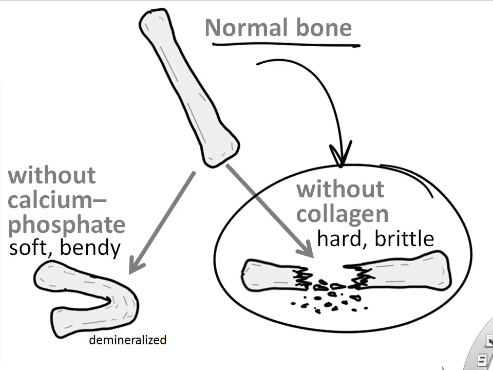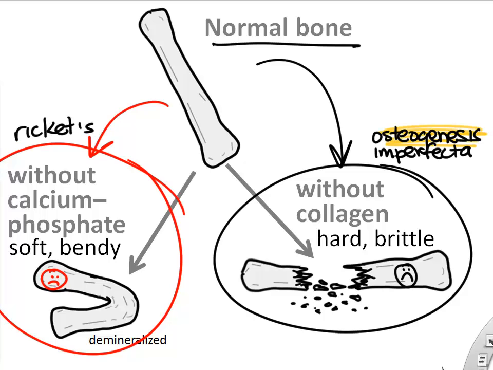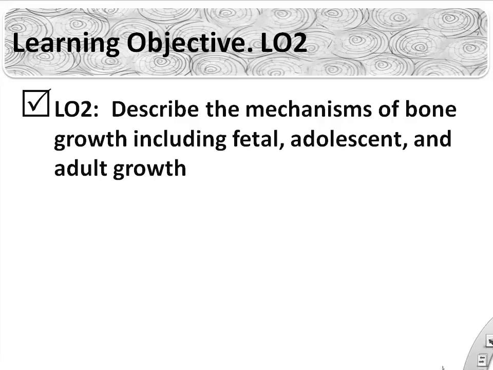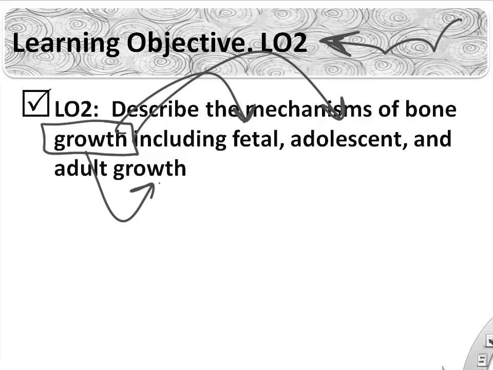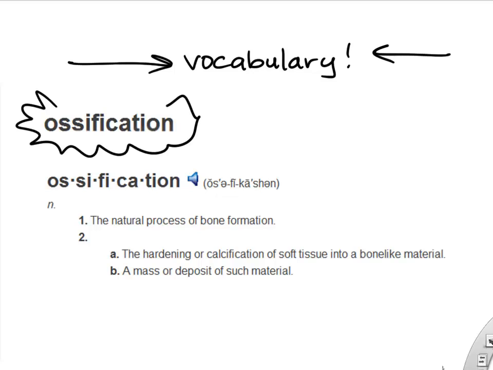If you don't have collagen, your bones are brittle and they break really easily. If you don't have calcium phosphate, the mineral, then you'll have bendy bones. Examples of diseases we'll talk about later, osteogenesis imperfecta and rickets, can affect your bones. Next, we're going to describe the mechanisms of bone growth, both before you're born, when you're a child or teen, and then also when you're an adult.